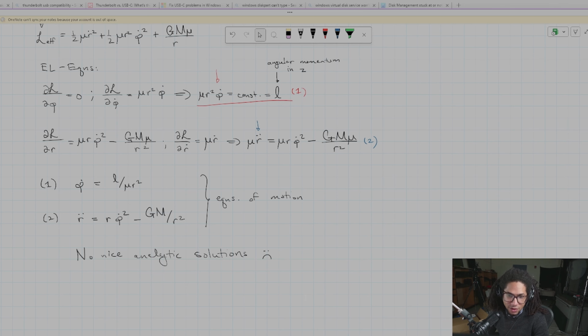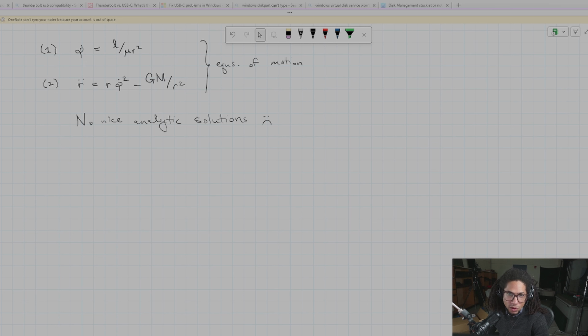Sometimes when we have two coupled ODEs, so in this case, we have an ODE for r and an ODE for phi, and they're coupled to each other, we cannot solve both ODEs to find r and phi as functions of time. But we can find r as a function of phi. And so we can proceed in that way. So new goal, find r of phi.